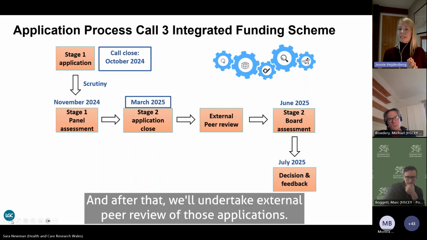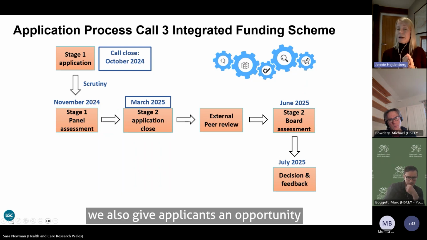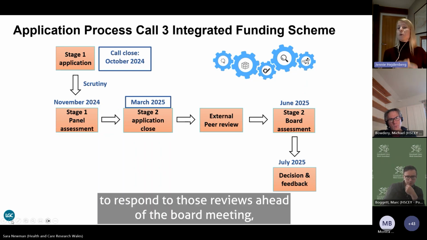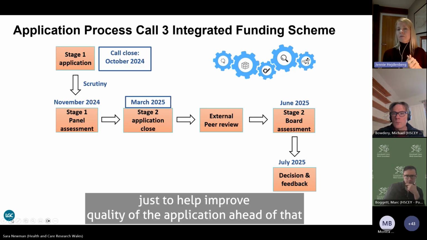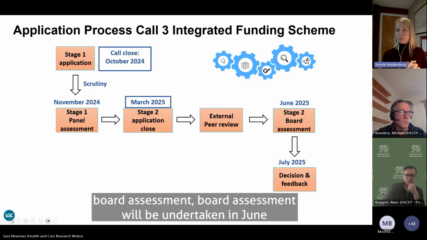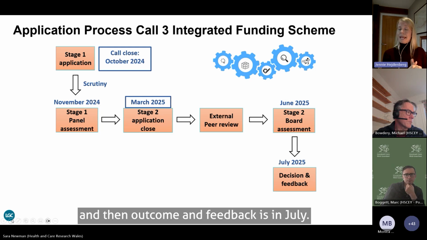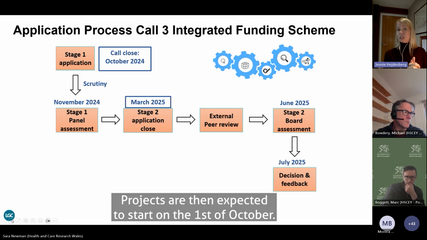After that, we'll undertake external peer review of those applications. We also give applicants an opportunity to respond to those reviews ahead of the board meeting, just to help improve the quality of the application ahead of that board assessment. Board assessment will be undertaken in June, and then outcome and feedback is in July. And projects are then expected to start on the 1st of October.